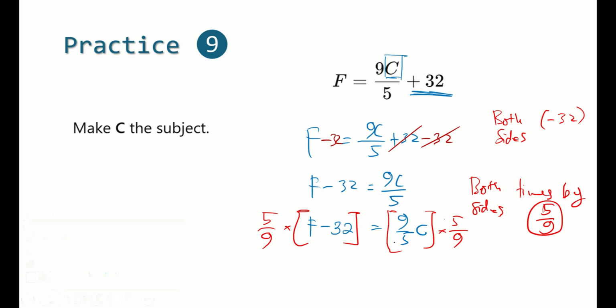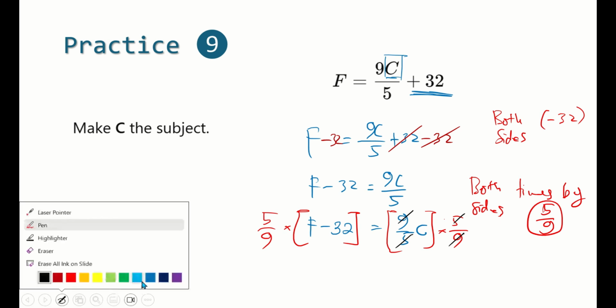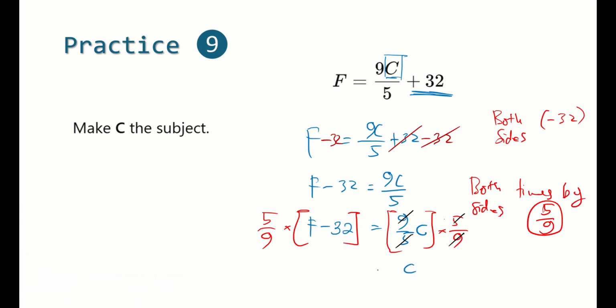So by this process, we can cancel 9 and 9, 5 and 5. Doesn't it make sense? Okay, so we have C on the right side. That's it. So we are going to fix the left side. Just keep it, no problem. So we have 5. If you don't put in the bracket, it doesn't matter. F minus 32 like this over 9. So we're done with this.